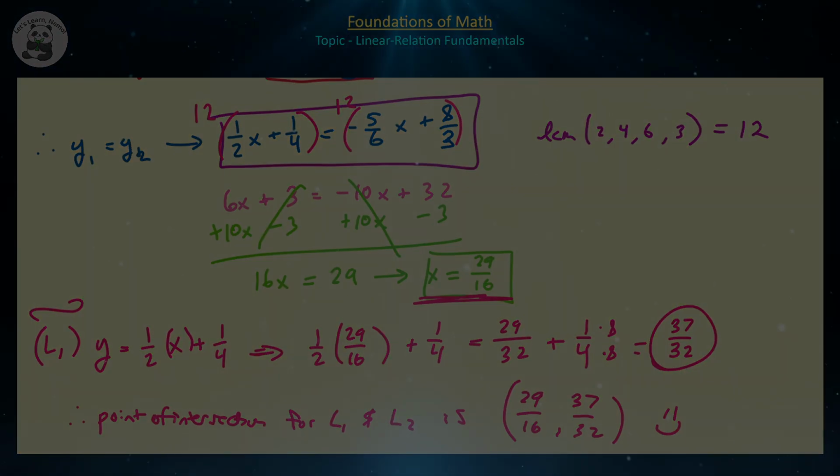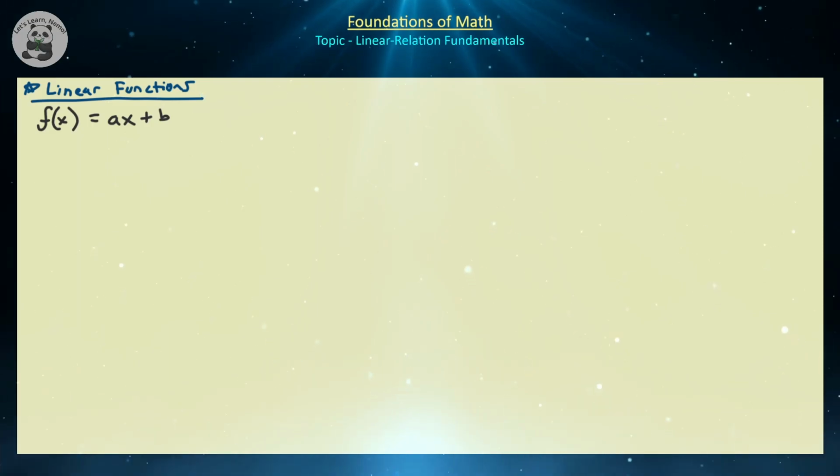So that's how you can find the point of intersection for two lines if they do have a unique point of intersection. We've already pointed out that if you have a linear relation that is indeed a function of x, then there exist numbers a and b such that f of x is equal to ax plus b, and we've already shown that a represents the slope of any 2 points on that line, and b represents the y-intercept of that line.